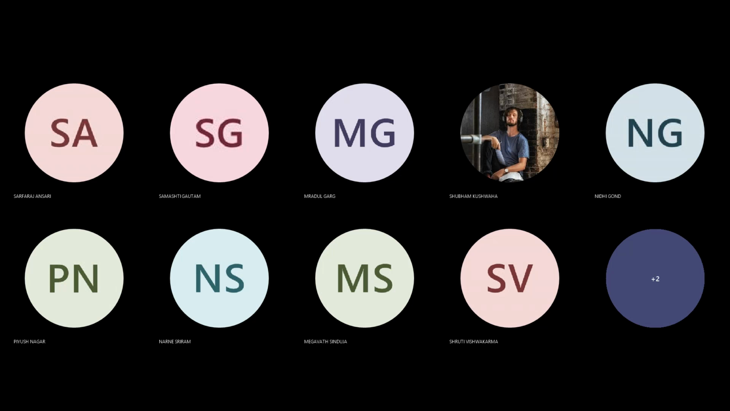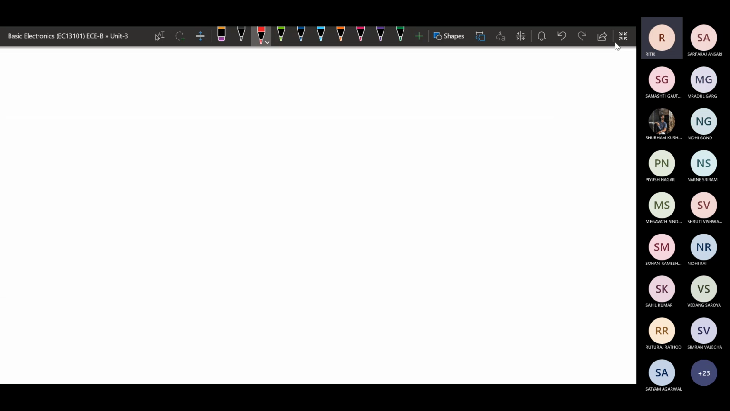Okay, so in the previous class we have gone through the common base configuration and common emitter configuration. In the next class we will go with the application of BJT. The third point that we will be going with is the common collector configuration. So there are three different configurations we have seen: common base, common emitter, and common collector. These two we have gone through in the previous class. So next we will see the common collector configuration.